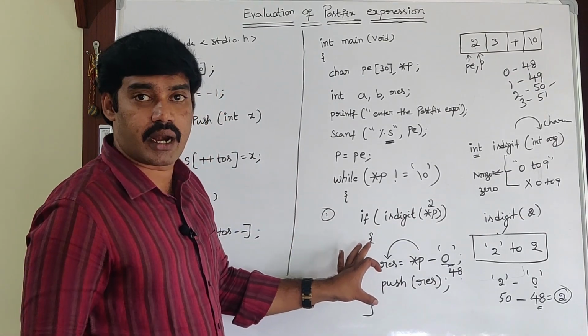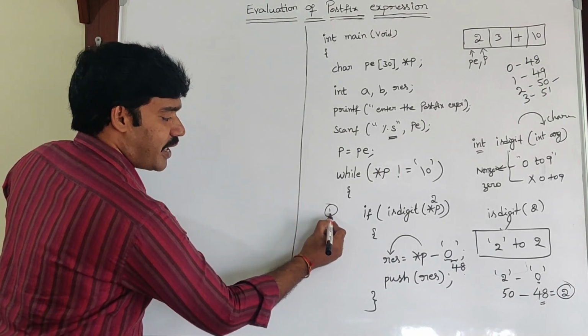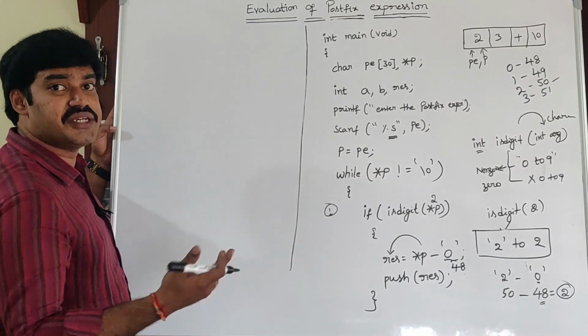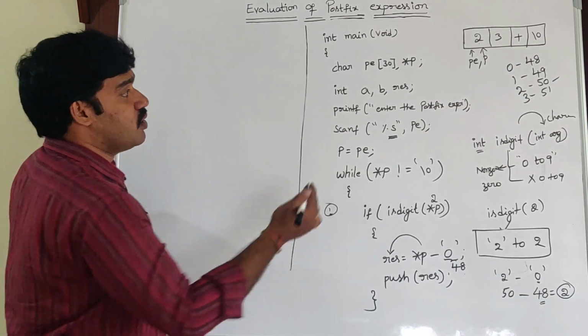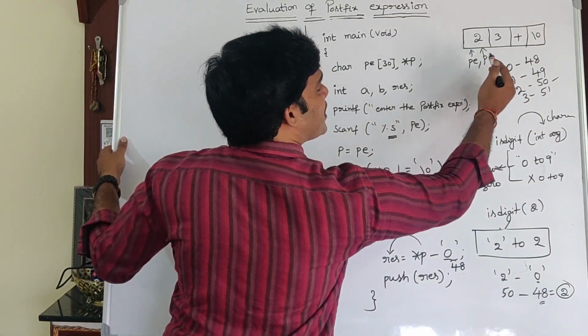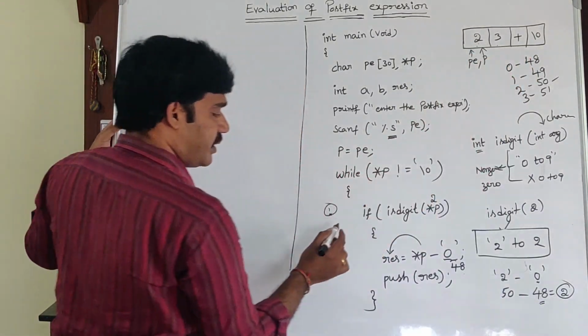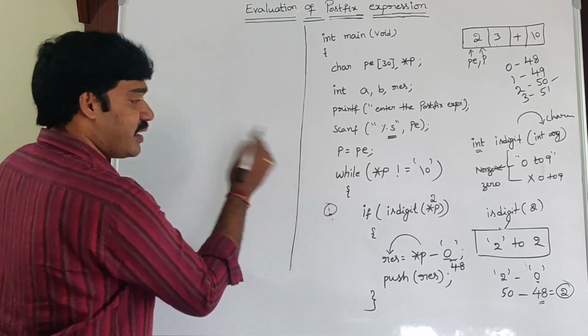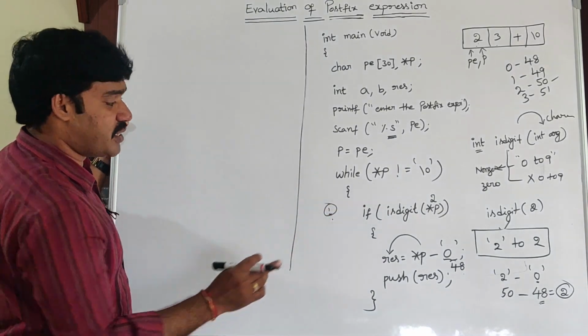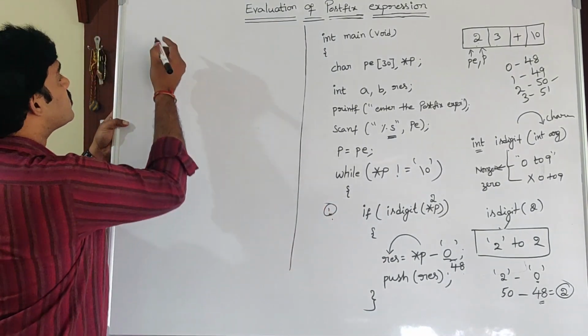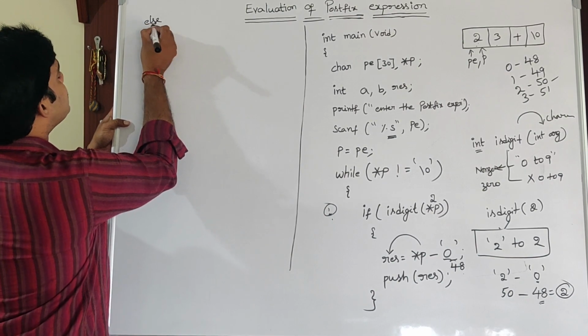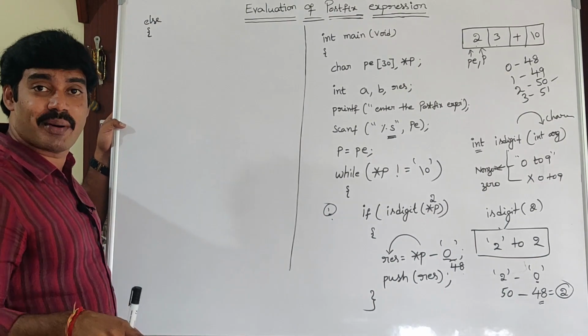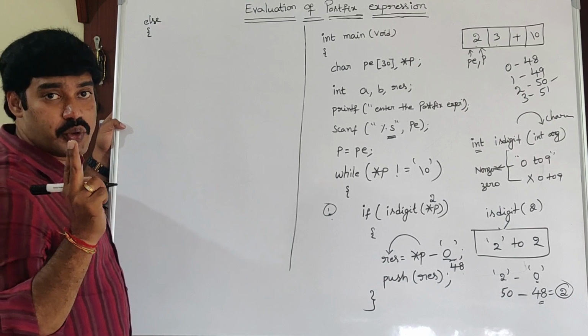If it is an operand or not. If it is not an operand, then it is an operator. Yes or no? Why? Because our postfix expression contains either operands or operators. So after the if, next I am writing the else block directly. Else, if it is an operator, then pop the topmost two elements.